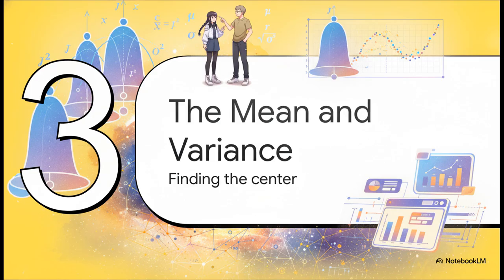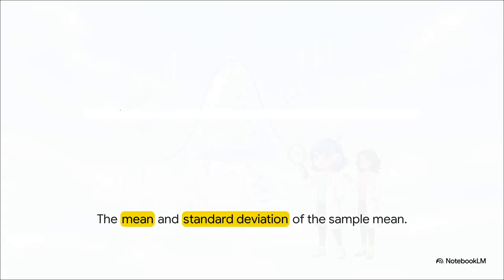Finding the center. So how do we mathematically pinpoint the exact center and spread of these distributions? Well, look at the elegantly simple relationship we have here. For any population with the true mean of mu, the mean of our sampling distribution is going to be exactly equal to the population mean. There is no tendency for a sample mean to fall systematically above or below it. It perfectly mirrors reality.